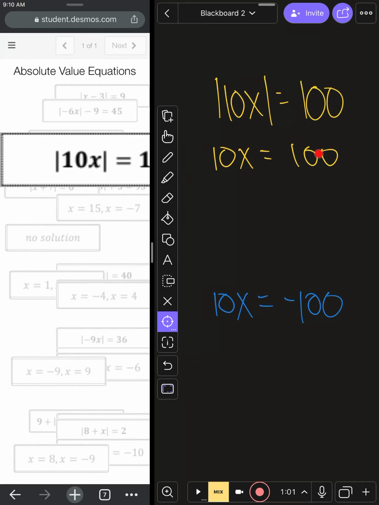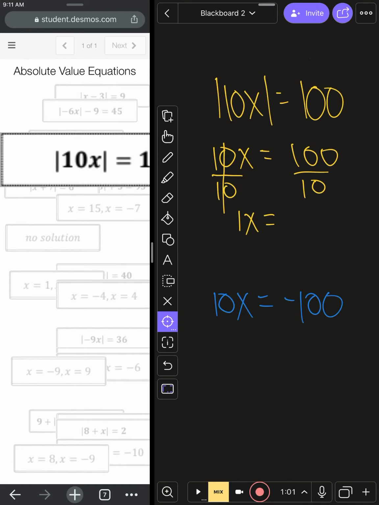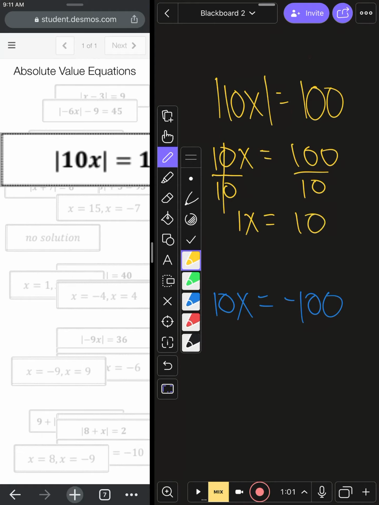So looking at this equation right here, I gotta get the x all by itself. So I need to get rid of this 10. I'm multiplying by 10, so I have to do the opposite. I have to divide by 10. What I do to one side, I have to do the other side. 10 divided by 10, that's 1. So the 10 is gone, leaving just a 1x equals 100 divided by 10. That's 10. So x equals 10.